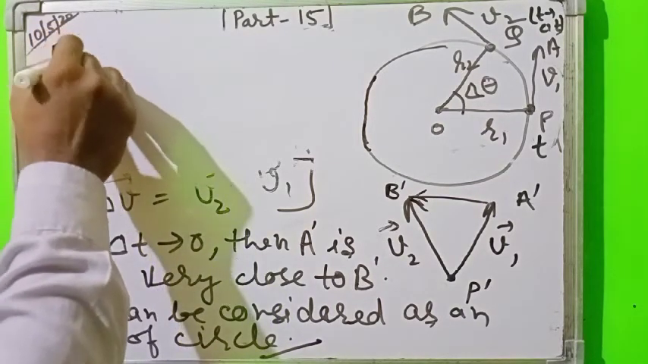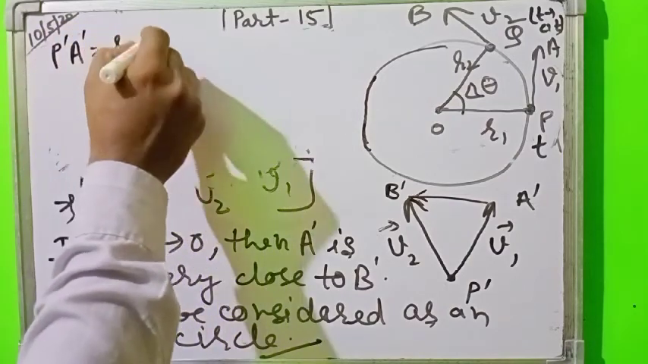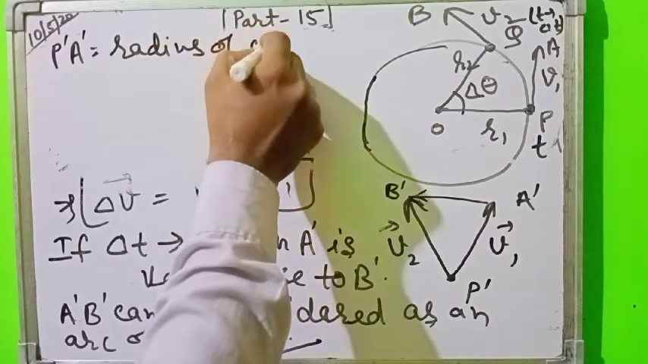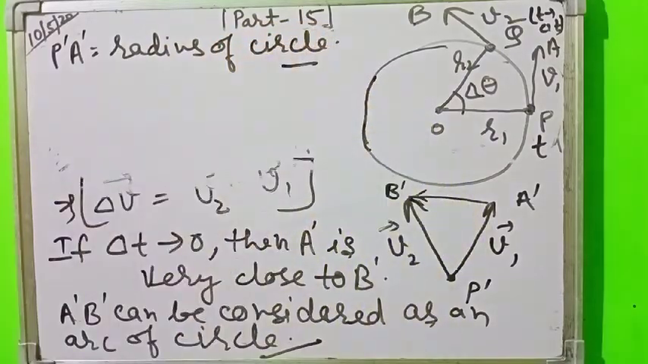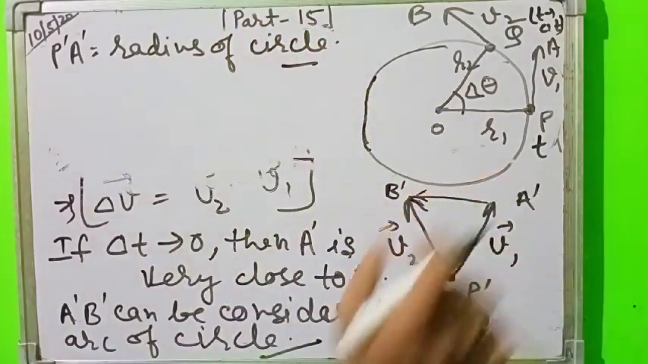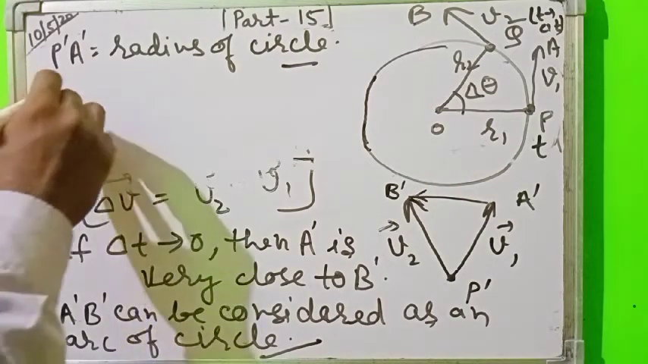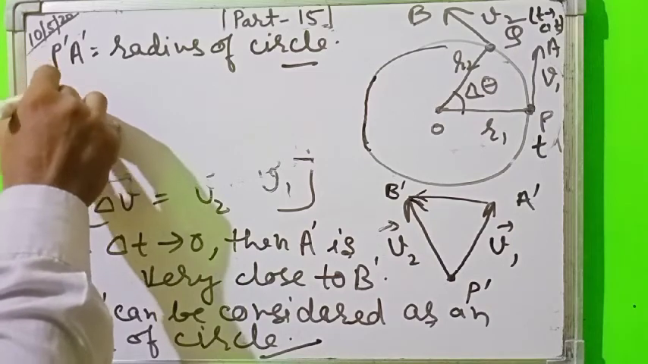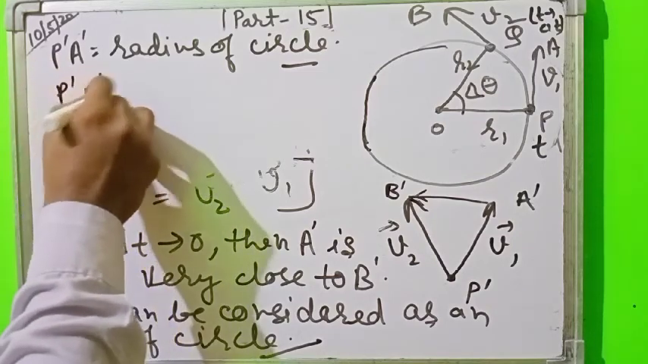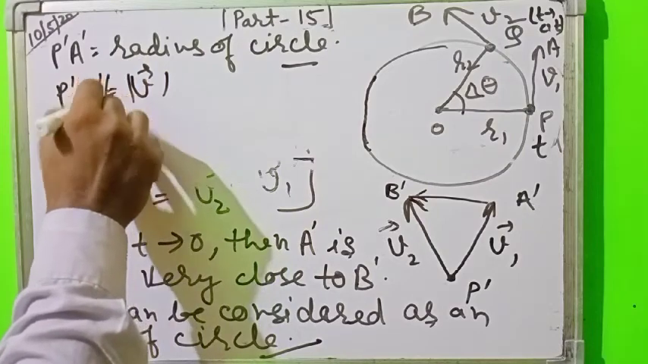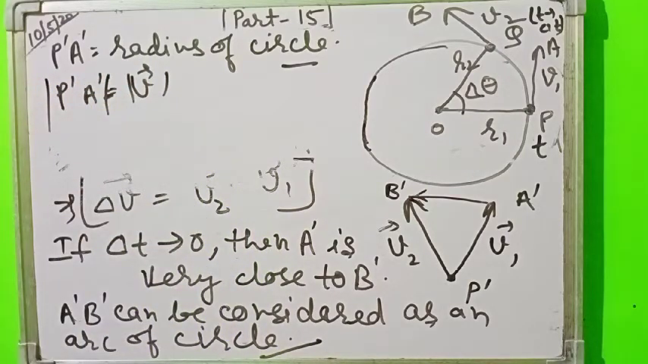P dash A dash is equal to the radius of the circle. P dash A dash becomes the radius of the circle, and this becomes the arc of the circle. And magnitude of P dash A dash is equal to the magnitude of the velocity vector.